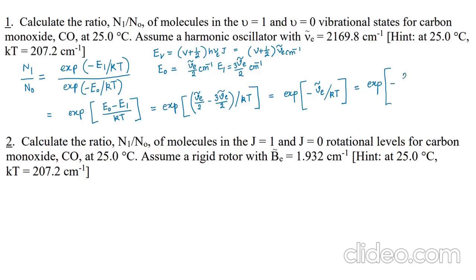So your νe is also given, 2169.8 centimeter inverse, divided by 207.2 centimeter inverse. So this is actually going to be exponential minus. So I will calculate this and let you know. 2169.8 divided by 207.2, this is coming as 10.472.